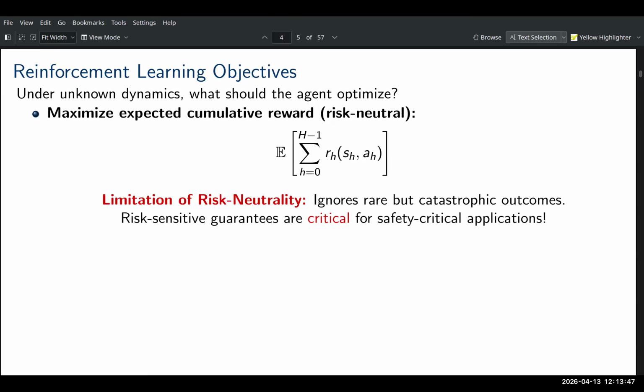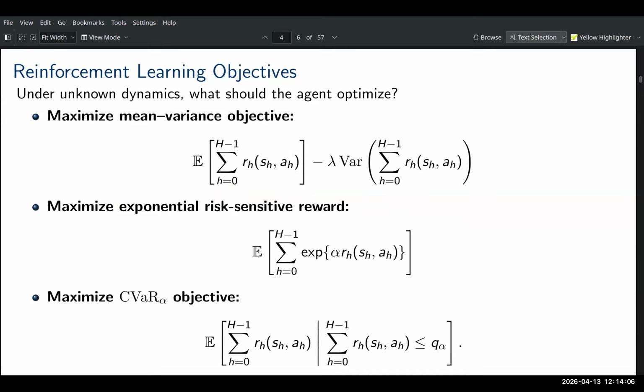So there is an extensive and more recent literature that works on the risk-sensitive setting, which is very important. For example, in healthcare or financial situations, rare events can be very catastrophic and you want to avoid them. So how would you incorporate that? Usually you change your underlying reward function. And there are many different risk-sensitive scenarios.